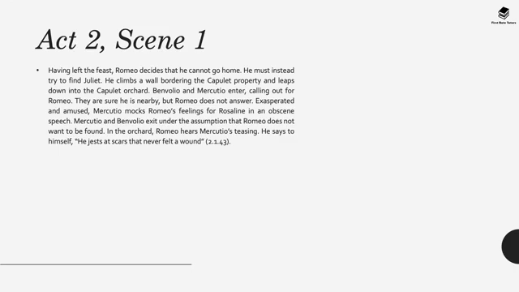Benvolio and Mercutio enter, calling out for Romeo and searching for him. They're sure he's nearby, but Romeo ignores them. He doesn't answer. Exasperated and amused, Mercutio mocks Romeo's feelings for Rosaline in an obscure speech. Then Mercutio and Benvolio exit under the assumption that Romeo doesn't want to be found. In the orchard, Romeo hears Mercutio's teasing and he says to himself, he jests at scars that never felt a wound. He mocks that Mercutio doesn't really know what true love is.